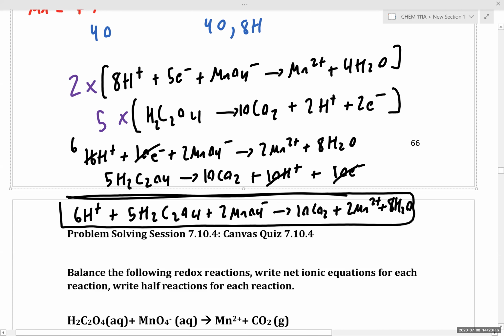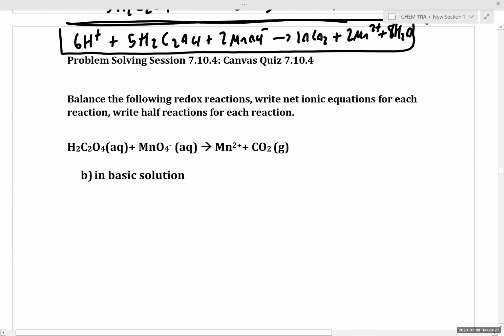Yes, so let's put a check mark. Perfect. Always do that last step. It doesn't take a lot of time, but it can save you a lot of lost points. So this was some additional space.